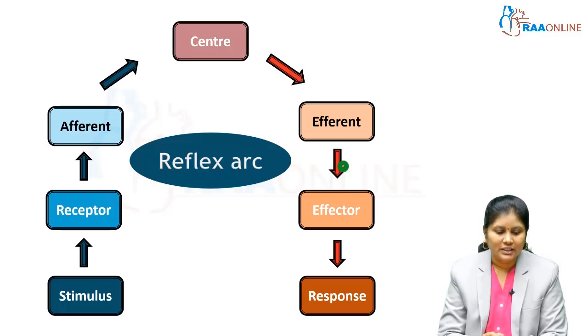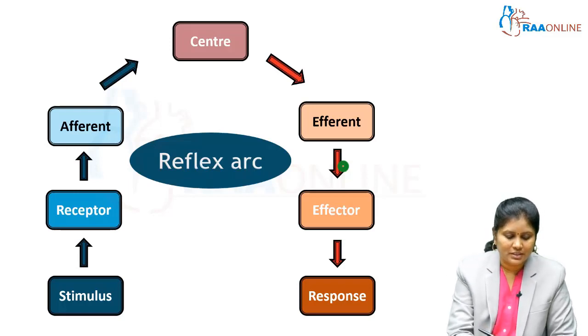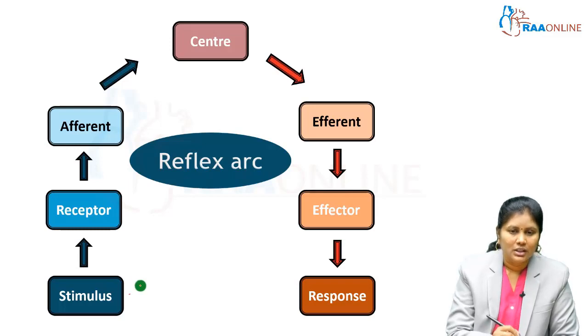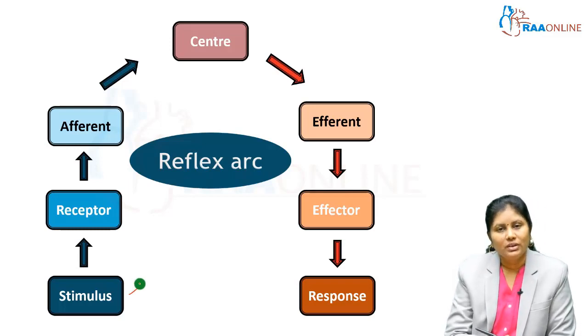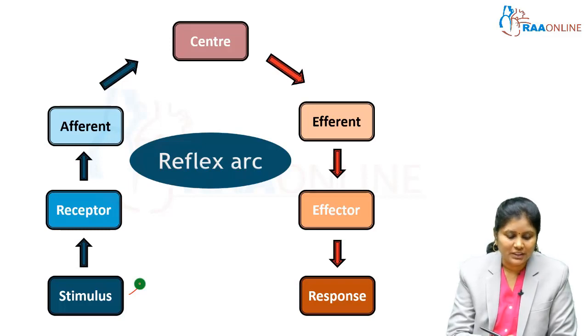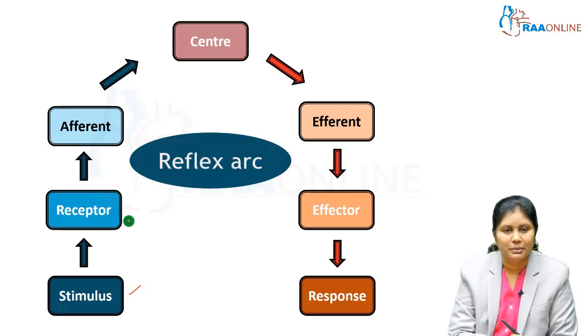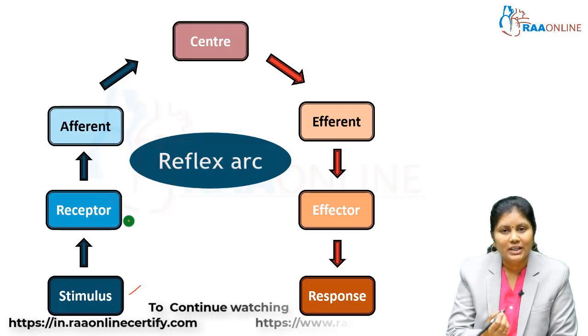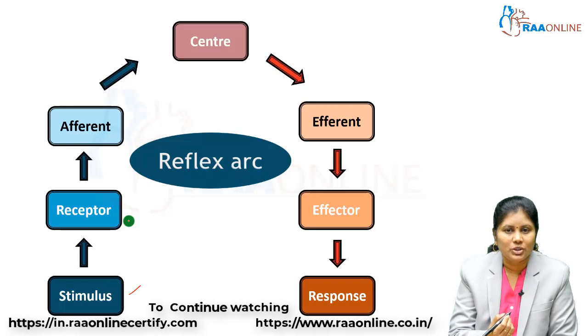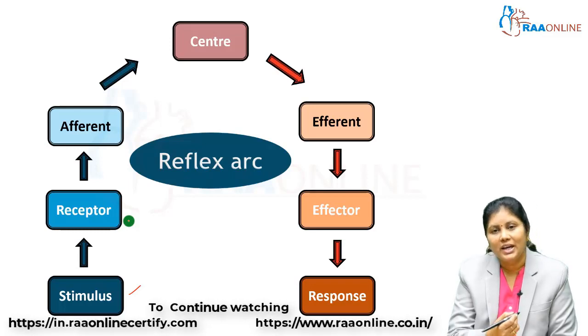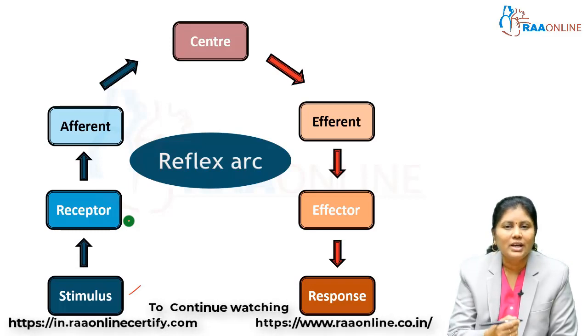For a reflex arc, these are the elements that should be present. Stimulus: the stimulus is what should evoke a response. That stimulus should be present and should be received by a receptor. The next structure is the receptor. Now this receptor will trigger certain information, and that information is carried as action potentials via the nerve fibers.